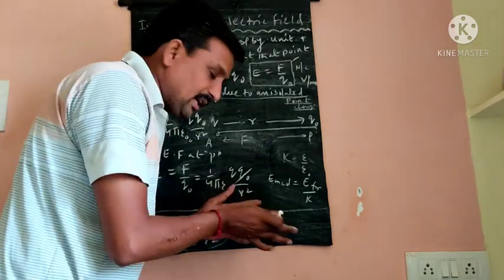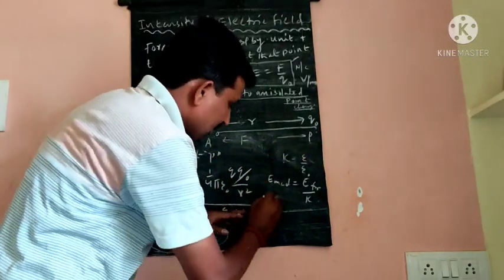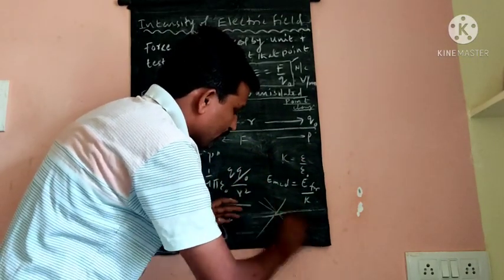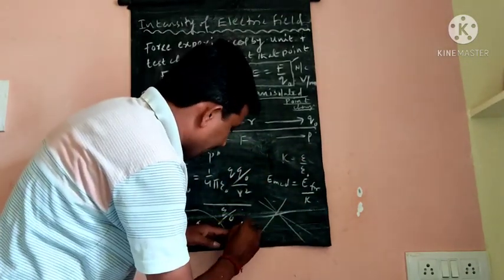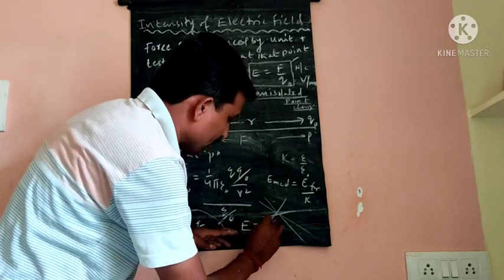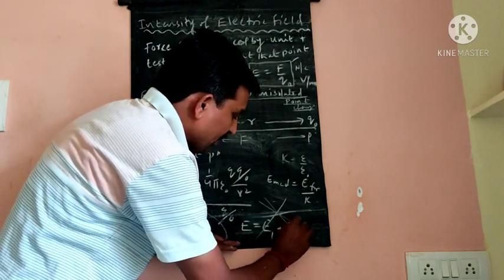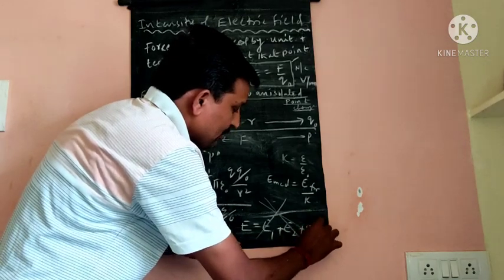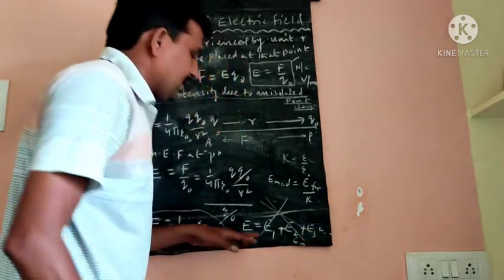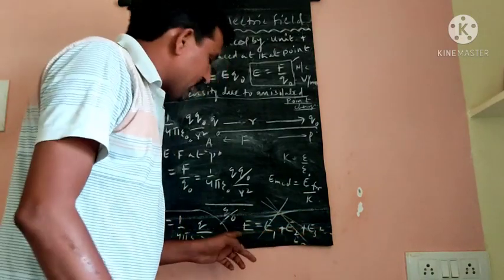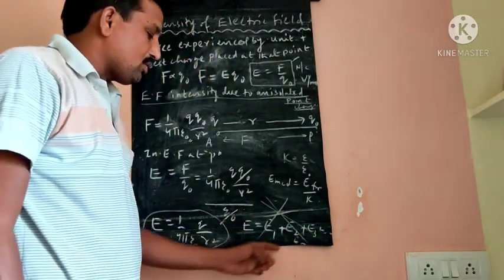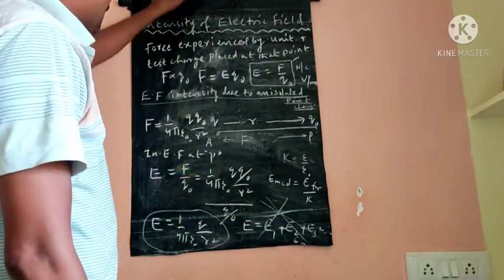Let us consider different charges Q1, Q2, Q3, Q4, up to Qn. The total intensity of electric field E is the vector sum of all individual electric fields: E is equal to E1 plus E2 plus E3 and so on up to En.